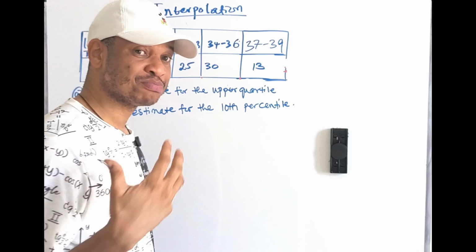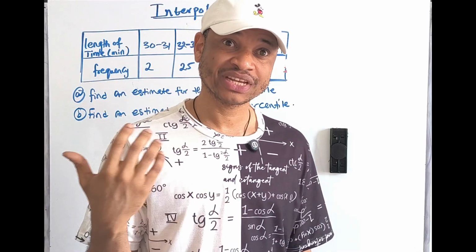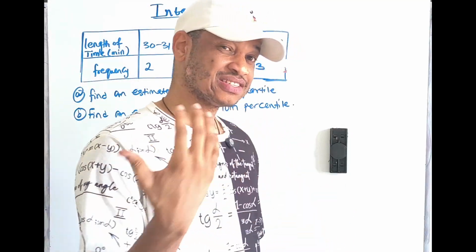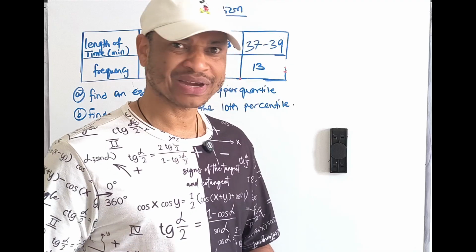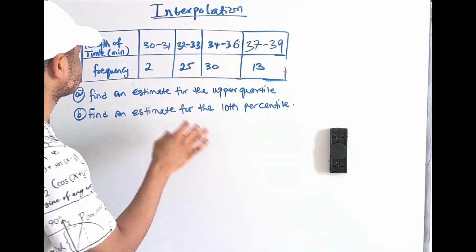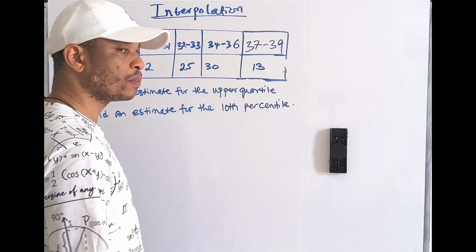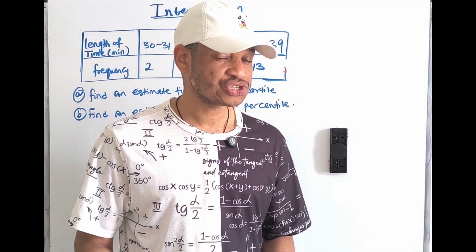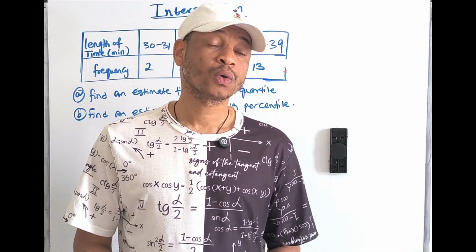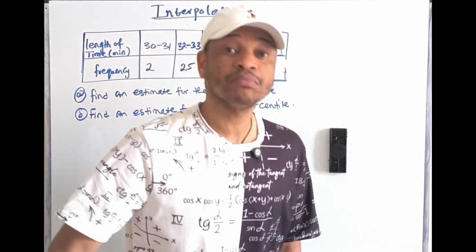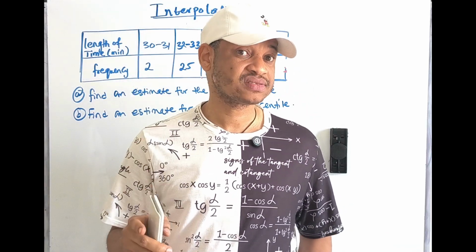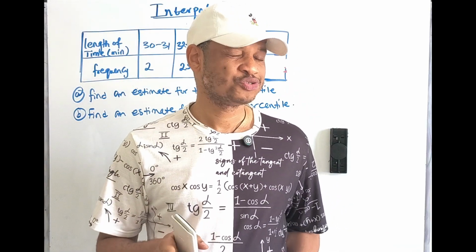So how can we do this manually? If you go to Python, Jupyter Notebook and others, you can easily work with pandas and co. All right, let's say this. We are told to estimate the upper quartile. Interpolation is used to find the median, quartiles, and percentiles to get the exact value.